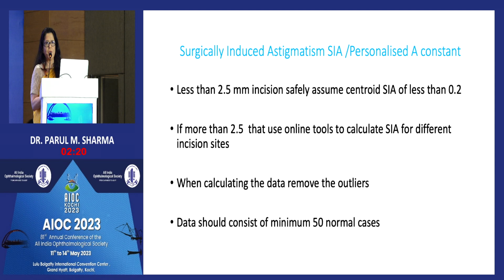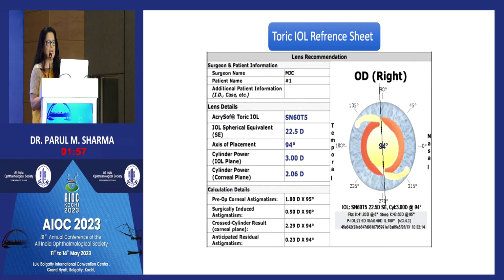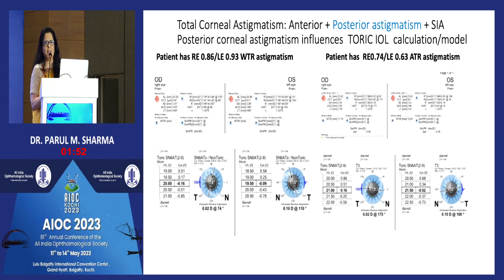In calculation, what affects is your SIA and your A constants. Most of us are doing 2.2, so you can safely take 0.2 as a centroid, but if you're doing larger incisions, then you need to calculate it. Most of the company people will help you work out your SIAs and A constant. You need to just give them 50 of your data, pre and post. Otherwise, you can go online and use these kinds of tools as well. So this is the reference sheet, and as we've heard, mistakes happen when either the acquisition is not correct or your reference sheet is not correct and you've not placed it properly. So be careful when you're doing that.